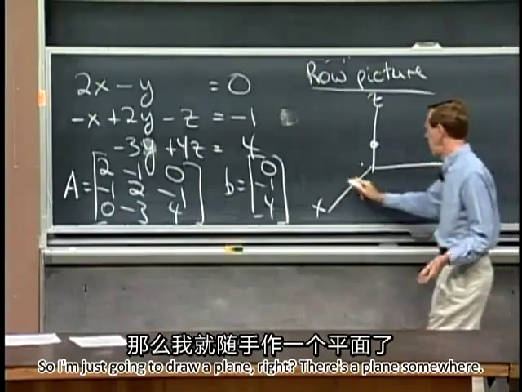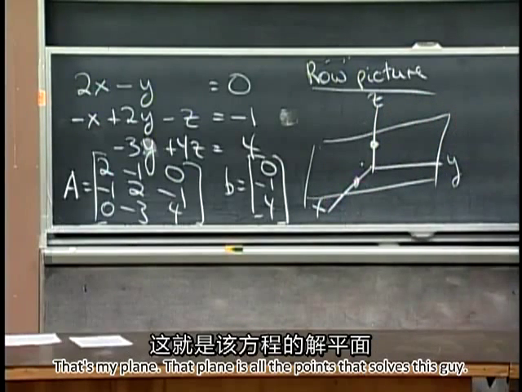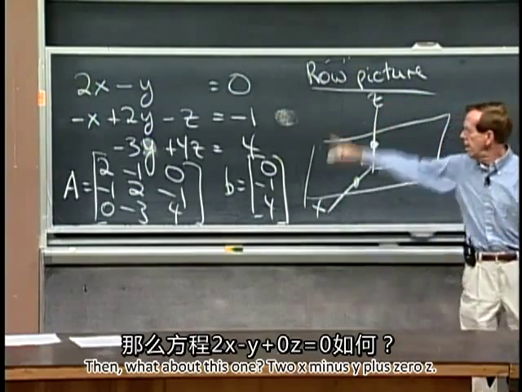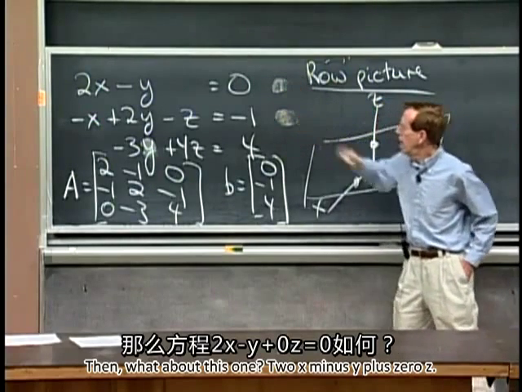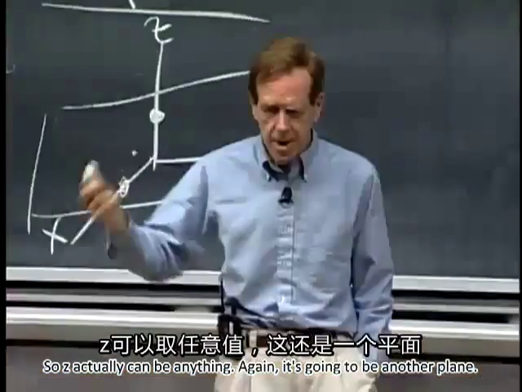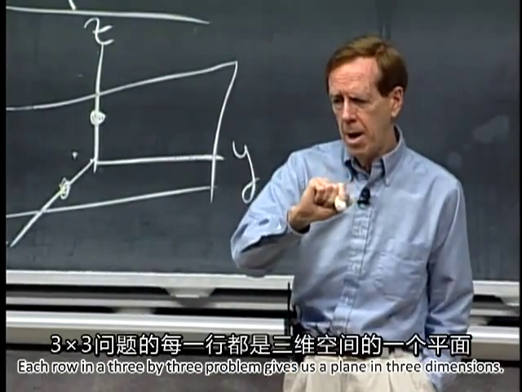So I'm just going to draw a plane, right? There's a plane somewhere. That's my plane. That plane is all the points that solve this guy. Then what about this one? 2x minus y plus 0z. So z actually can be anything. Again, it's going to be another plane.